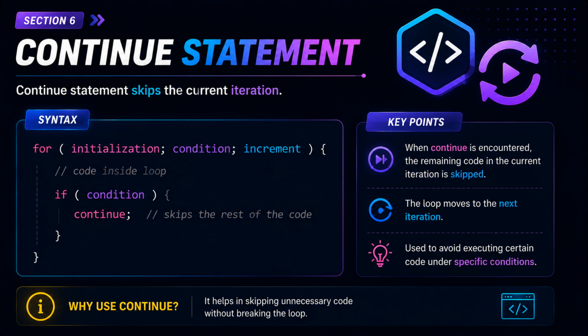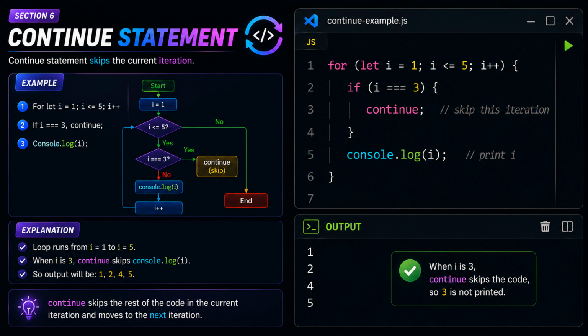Section 6, continue statement. The continue statement skips the current iteration. Example: for (let i = 1; i <= 5; i++) { if (i == 3) continue; console.log(i) }. Output: 1, 2, 4, 5.